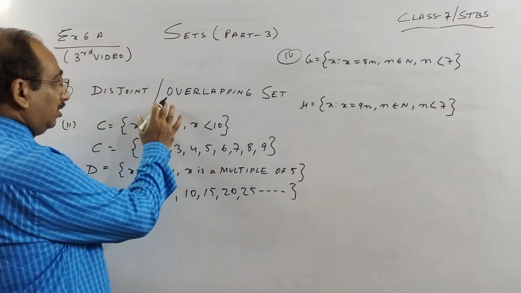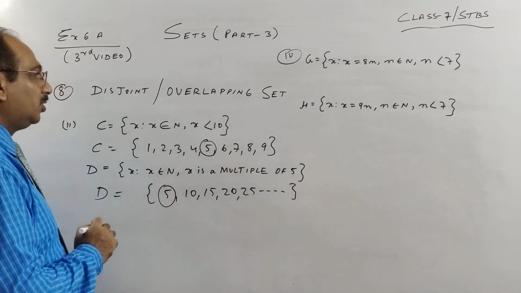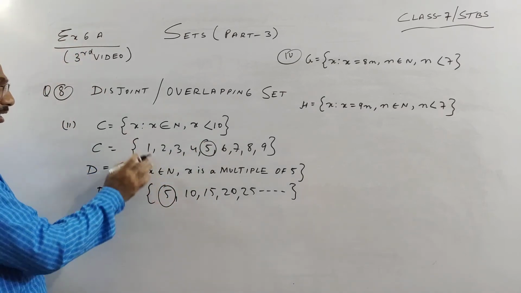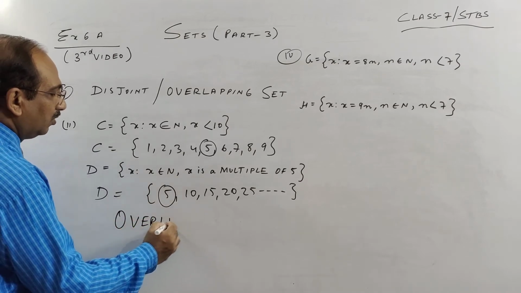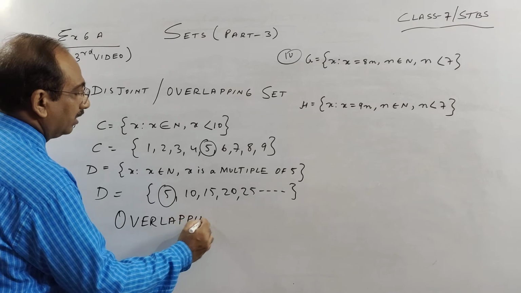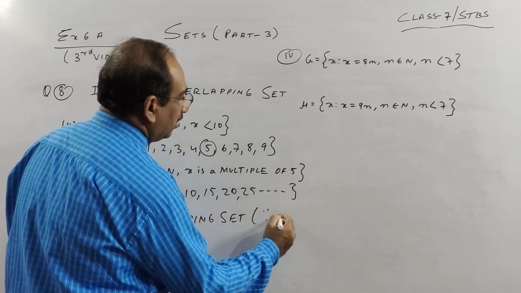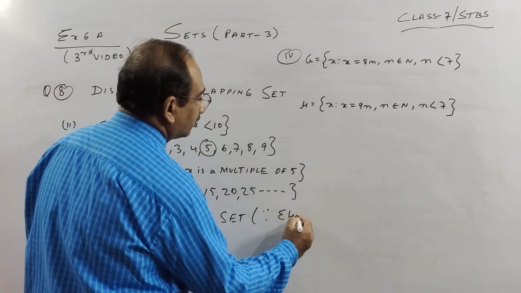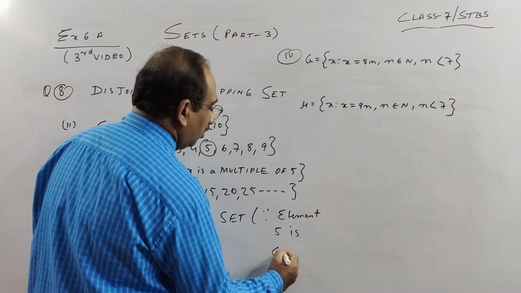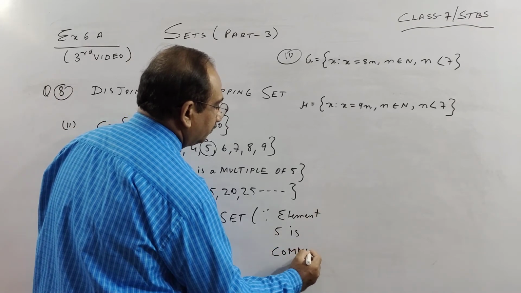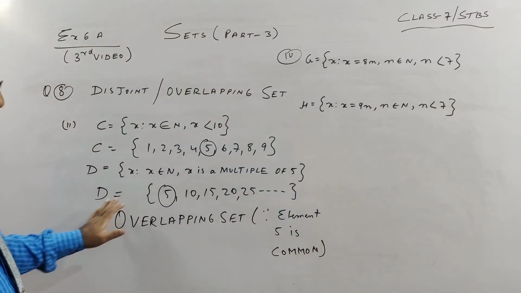But we see, is there anything common? Yes, 5 is common to both. So if anything is common, it's what we call an overlapping set. They are overlapping sets, since the element 5 is common, children. So this is an example of overlapping.